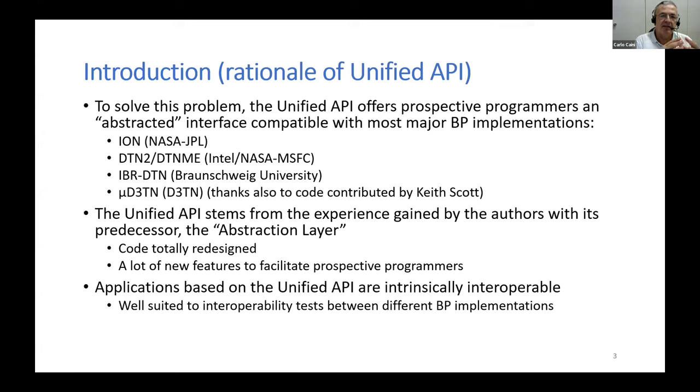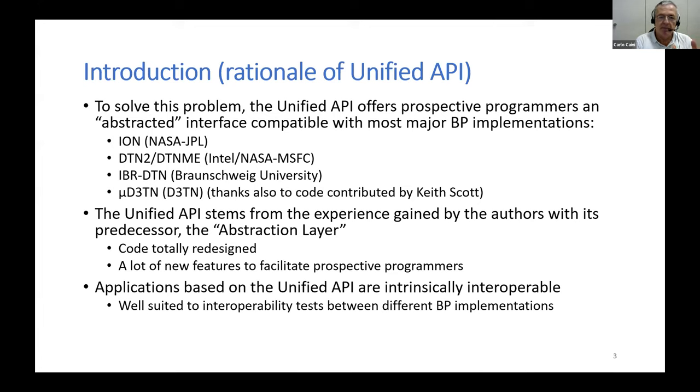And so our idea is to build an abstracted interface that we have called Unified API in order to offer prospective programmers a unique interface compatible with most major bundle protocol implementations. At present, the Unified API is compatible with ION, both BPv6 and BPv7, DTN2, DTNME, IBR-DTN, and we have just added uD3TN.